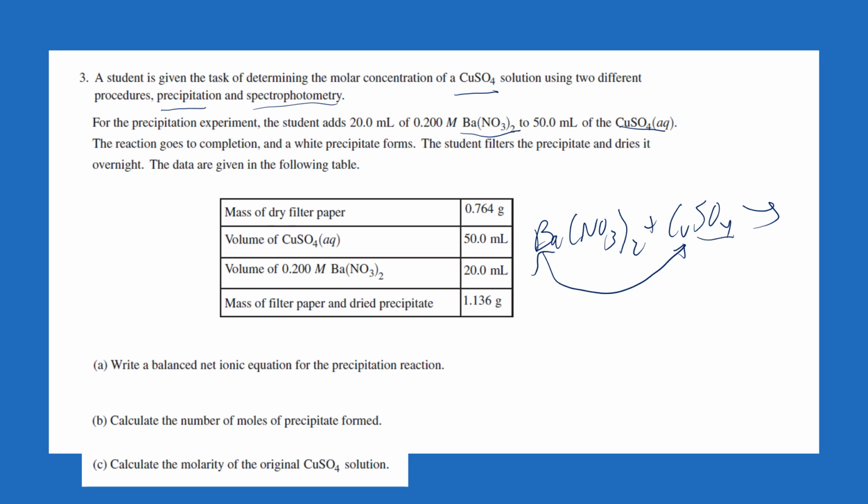Sulfate has a 2 negative charge. Barium has a 2 positive charge. Copper therefore has a 2 positive charge. Nitrate is a -1 charge. So whenever you write this, you get copper with 2 nitrates and barium with the sulfate.